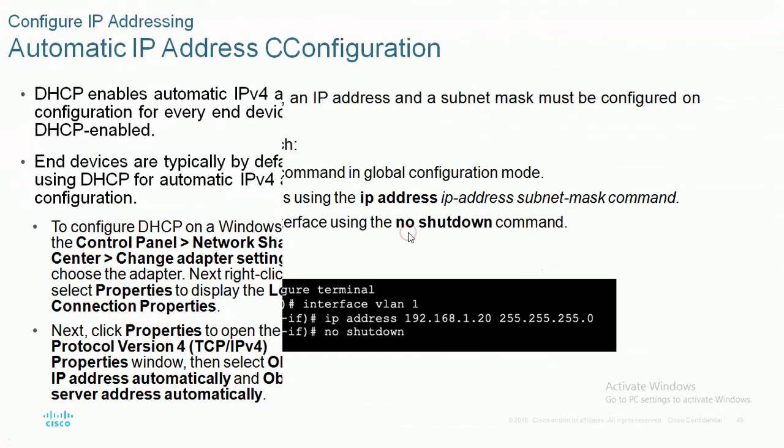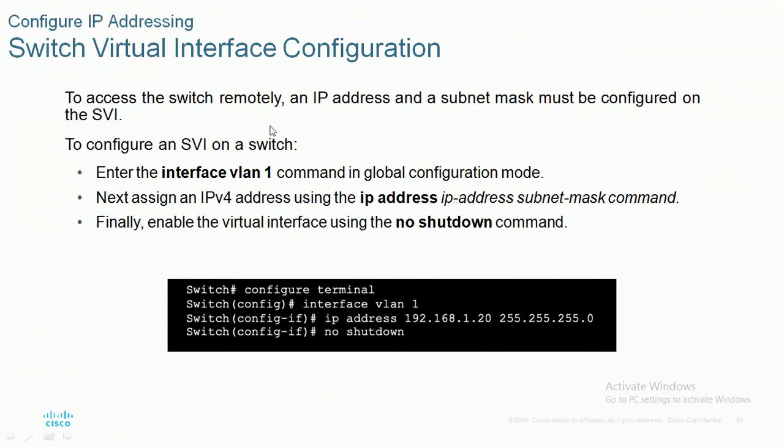And how to configure an IP address on the switch or SVI, the switch virtual interface? For that we use the same global configuration mode, interface VLAN, give the IP address, and the no shutdown command. No shutdown means that the interface will be up. Shutdown means the interface will be off.